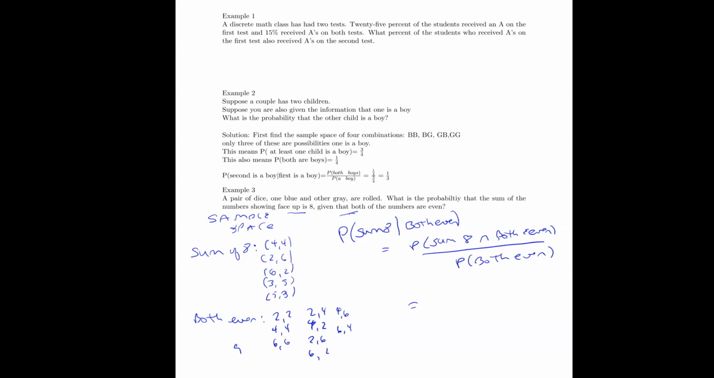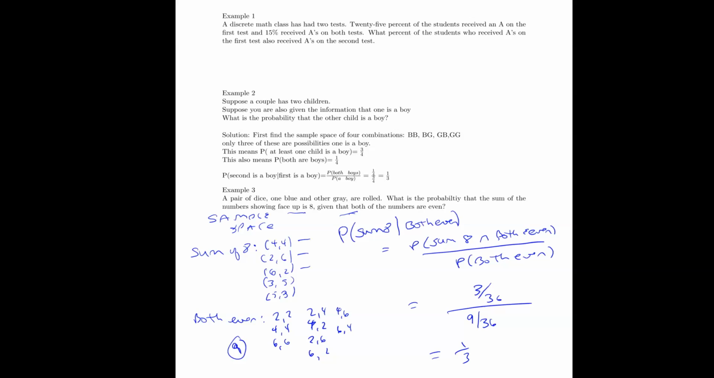Okay, so this probability that they're both even, I found 9 cases, and if I'm tossing a die, there's 6 for each. So I'd have 6 times 6, or 36, so 9 out of the 36. Okay, so what's the probability that they're both even and have a sum of 8? So here are my sum of 8s. How many of them are both even? I count 3. So 3 out of 36. If I simplify that, 1/3 of the cases.